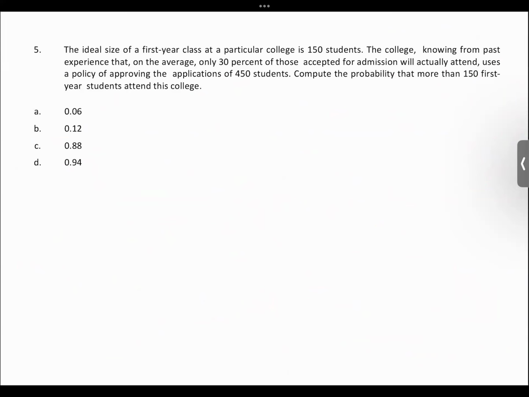Okay. So next one, the ideal size. Just a second.